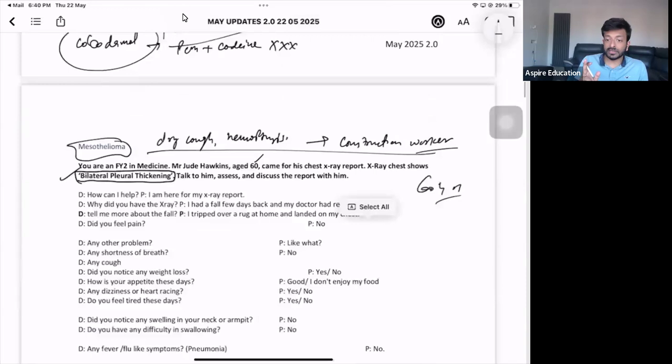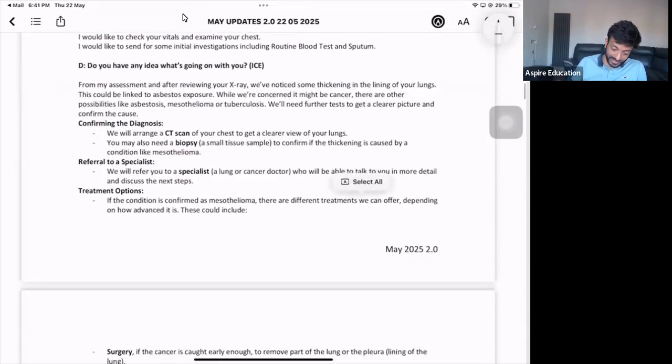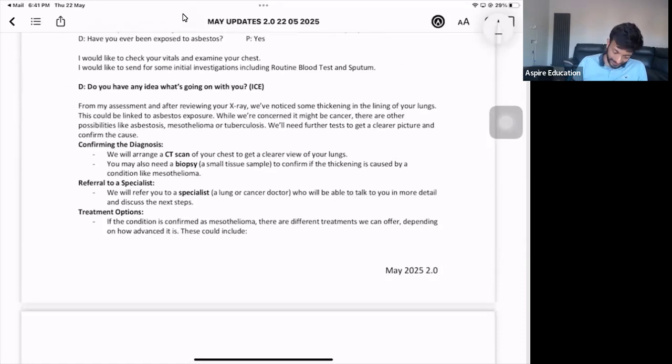Okay, so mesothelioma, guys. So one is accidentally we found bilateral pleural thickening. We did an X-ray because patient had a fall, but in the X-ray what we found is bilateral pleural thickening, right? And another one is patient is having dry cough, then patient will tell you about hemoptysis, he's working in a construction. Sometimes they say, I'm working in asbestos industry. So it's mesothelioma. It's a breaking bad news, doctor. Yes, it is a breaking bad news.